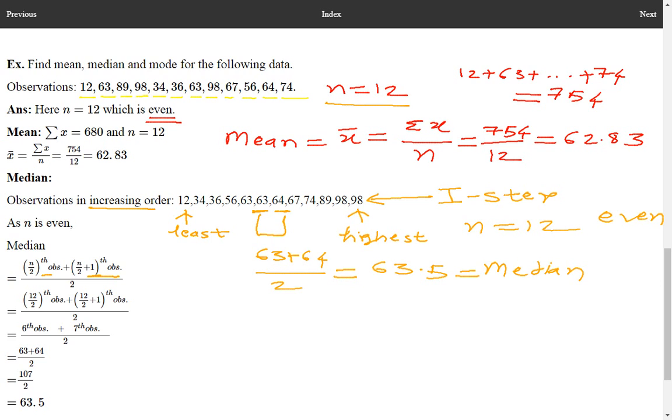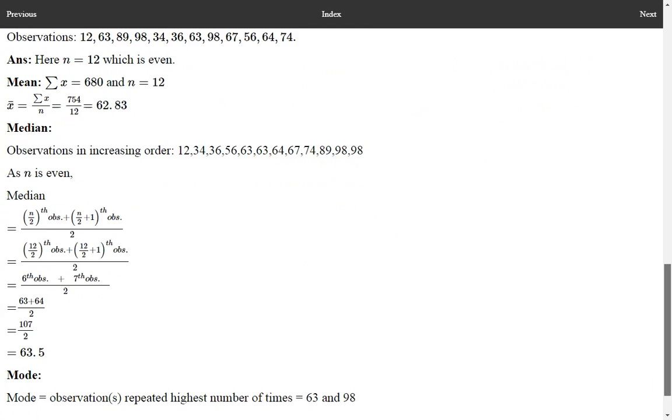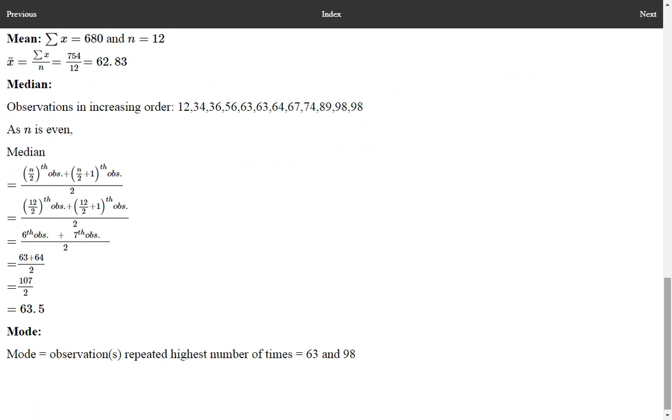Okay. Finally, we will find the mode. The mode is the observation which is repeated the highest number of times. So you observe that 63 is repeated twice. Similarly, the observation 98 is repeated twice. So there are two modes, 63 and 98.